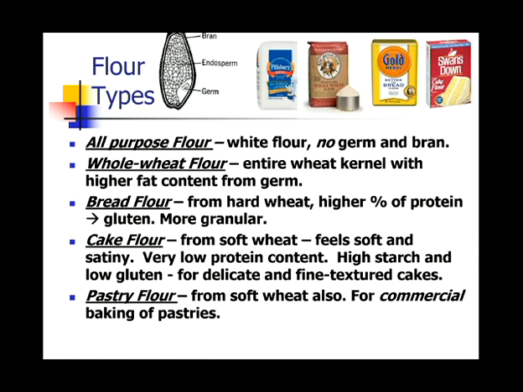And next is cake flour. Cake flour is from soft wheat. It feels very soft. It feels very satiny. It's like satin. And it has very low protein content. That would be perfect for making wedding cakes and cakes that are very tender because there's hardly any protein. So this is why it's called cake flour, specifically for making cake. So you really should know the difference from one to another.